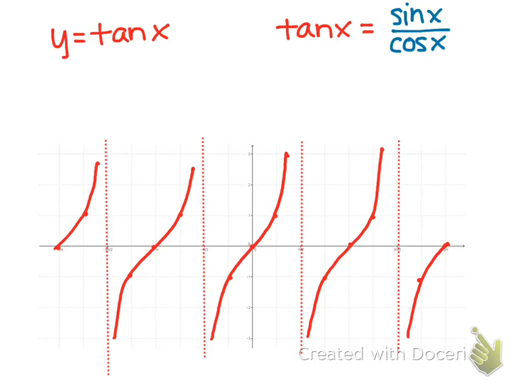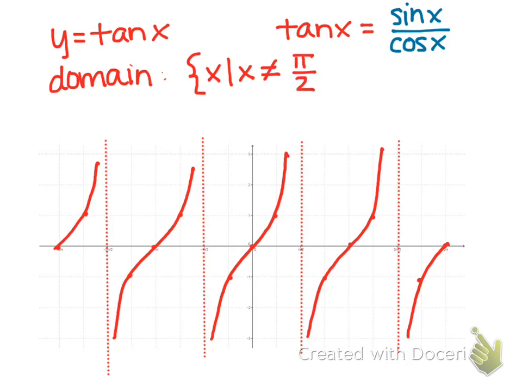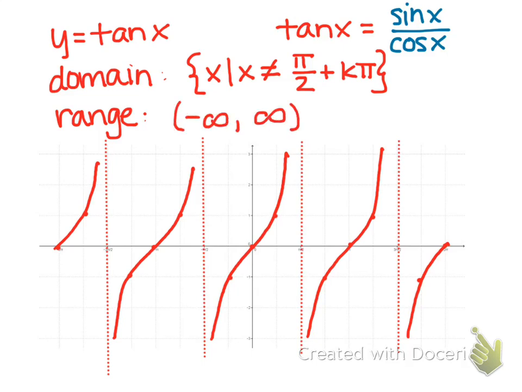Before we move on, let's look at the domain and range. So here we have all values of x are in the domain except when x is pi over 2 plus any multiple of pi. And the range, well, we see with the tangent function, it just goes from negative infinity to infinity. And the period is different here. We only need to go from negative pi over 2 to pi over 2 before we repeat. That's a distance of pi.